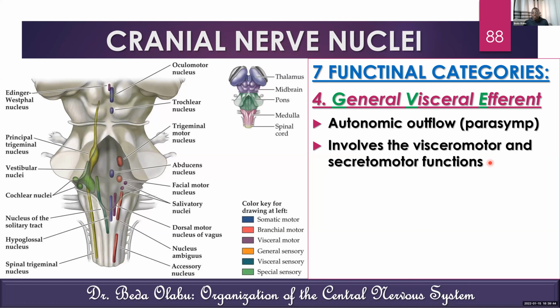Now, which nuclei have GVE function from the brainstem? Edinger-Westphal, located within the midbrain, gives you the preganglionic parasympathetic fibers within the oculomotor nerve, the ones that go to the eye. The ganglion they synapse in is called the ciliary ganglion, and then the postganglionic neurons go to the eye.